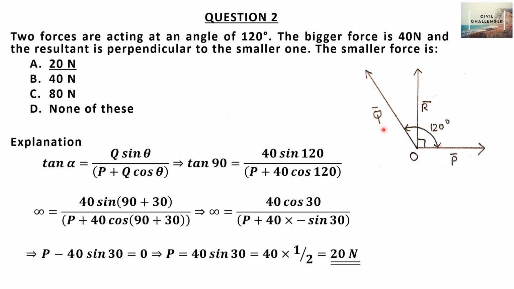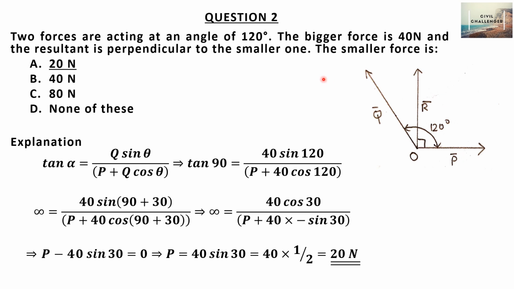Okay, we know that two forces are acting at an angle of 120 degree. Let these two forces be P and Q, and let the smaller force be P. Okay, then Q is equal to 40 Newton, and the next statement is that the resultant is perpendicular to the smaller one. So draw the resultant perpendicular to the smaller one.